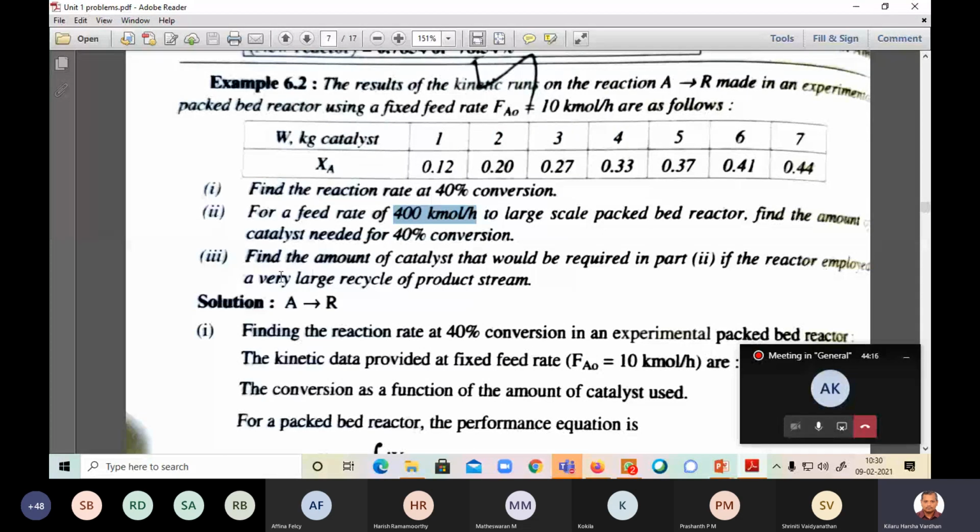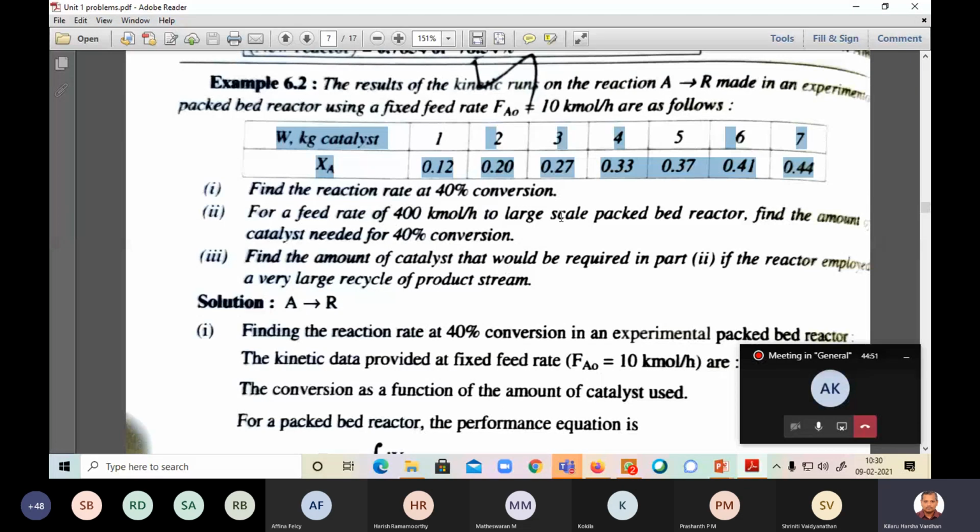If the reactor employs a very large recycle, what happens to the reactor? It will behave like a mixed flow reactor. So he's asking you the same thing, with this equation and the experimental result which you obtained on a packed bed reactor. If there is a very large recycle, it is behaving like a mixed reactor. What would be the amount of the catalyst for the same 40% conversion?